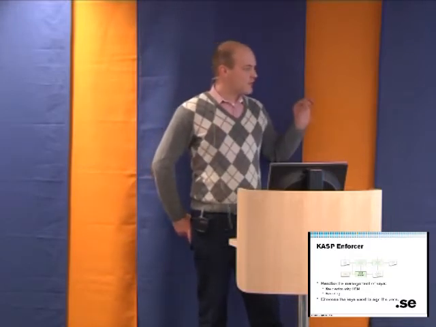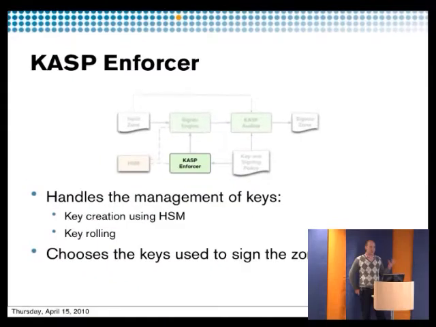But you have to load it into the system, and then we have the KASP Enforcer, which just maintains your policy. And that will be just to create the keys using the HSM, but also rolling them in the correct order, because you cannot just move from one key to another. You have to do it in a certain way so you don't break DNSSEC. There is some good information if you want to read how this is done, but it's too complicated to describe here how you do a key rollover. So that's something that's done automatically by OpenDNSSEC.